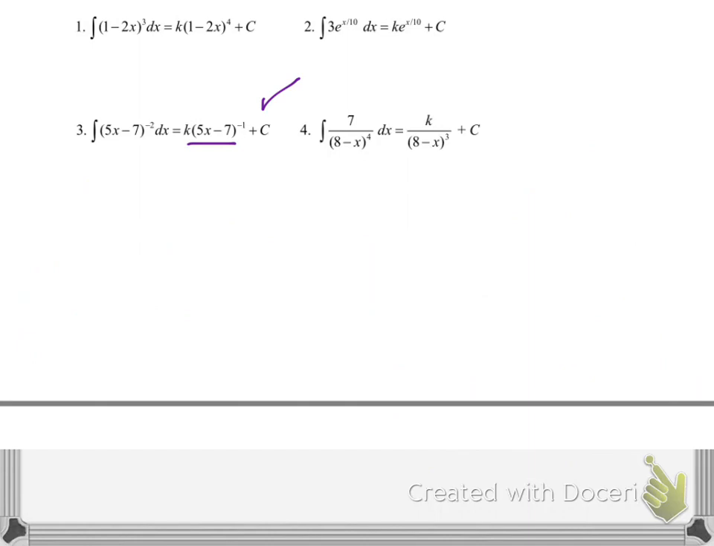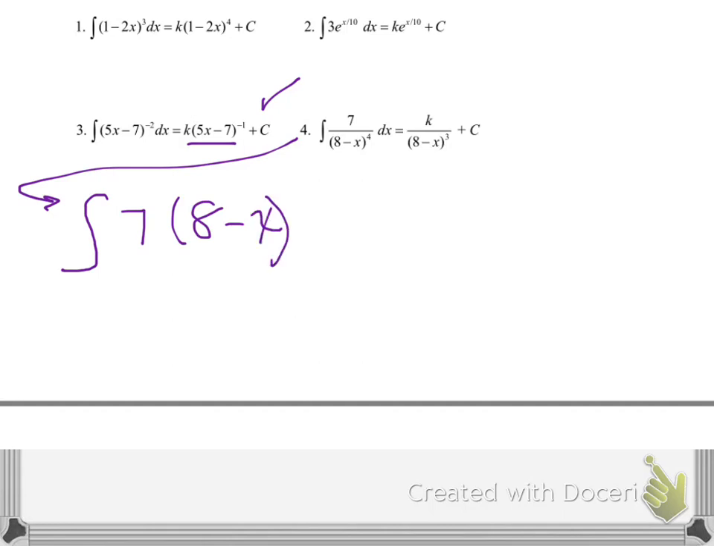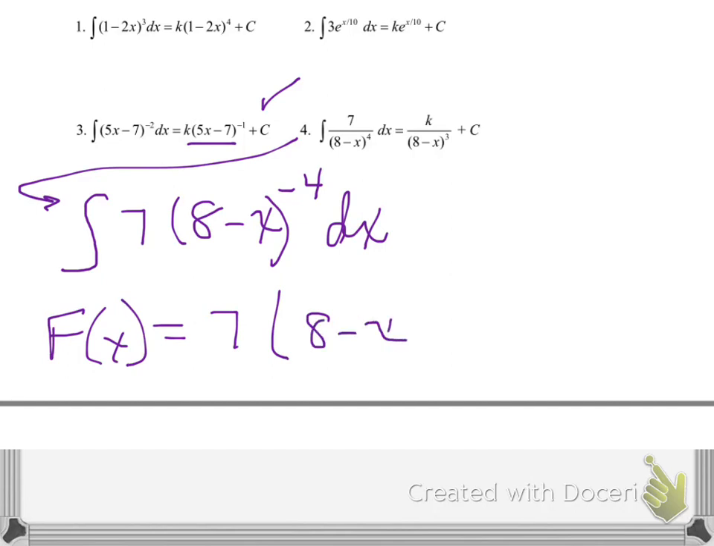Okay, let's look at number 4, and we'll do 4 down here. The first thing I'm going to do is conform this so that I can use my power rule. So I'm going to bring up the 8 minus x to the -4ths now, and then I have the dx. Okay, let's go ahead and find capital F of x. So I'm going to say F of x equals, 7 comes along, 8 minus x, -4 becomes less negative by 1, that makes it -3.